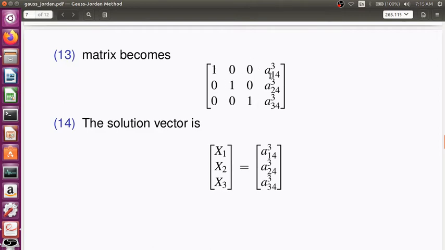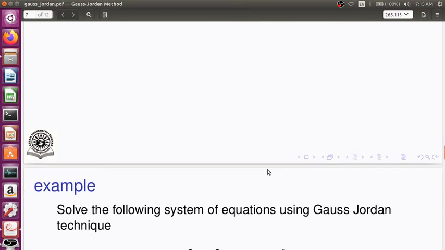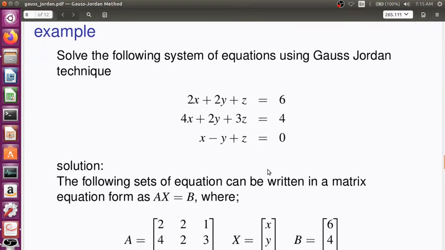and these are the values of my augmented B matrix. So a14, a24, and a34, which will be my solution vector. So x1 is a14, x2 is a24, and x3 is a34. Now let us take one example.